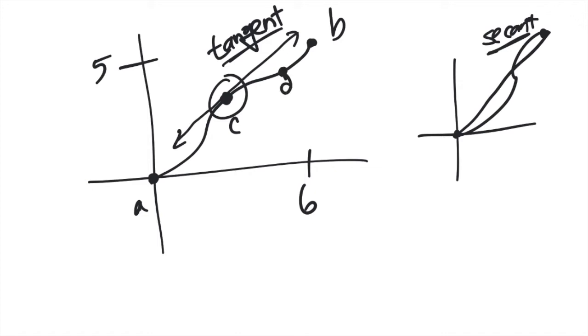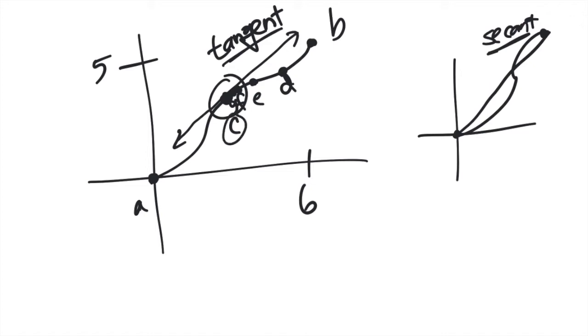What about to this point right here, D? Could you calculate the slope between C and D? Again, I hope the answer is yes. And what if you have this point E, or this point F, or another point in here, G? The points that I'm drawing, point D, point E, point F, point G, are getting closer and closer to point C to begin with.